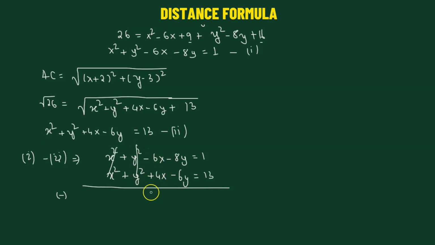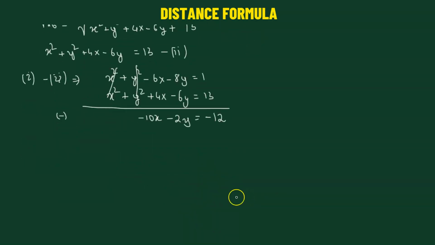We have negative 6x minus 4x, so that's negative 10x. Then we have negative 8y minus negative 6y, that gives us negative 2y equals 1 minus 13, so that's going to be negative 12. Now we're going to divide each term by negative 2, so that gives us 5x plus y equals positive 6. So this gives us a new equation, equation number 3.